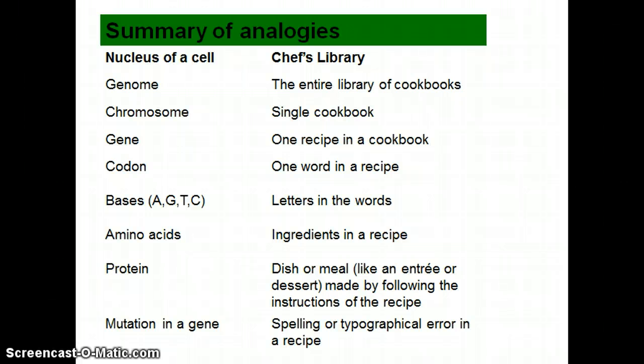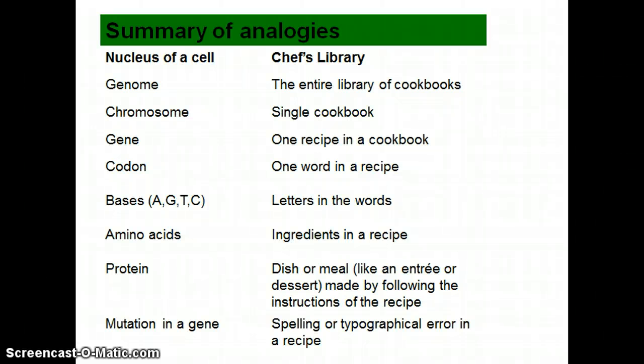The nucleus of the cell is like a chef's library. All the books in the library are going to be cookbooks. The genome is the entire library of the cookbook, all the different types of cookbooks that there could be. The chromosome is one single cookbook that's going to have lots of recipes inside for all different kinds of stuff. A gene is just one recipe in the cookbook.